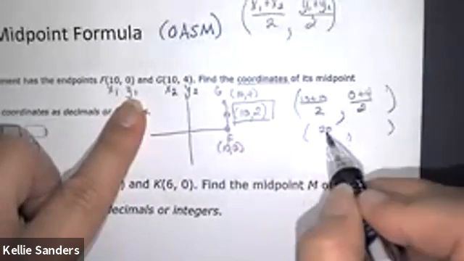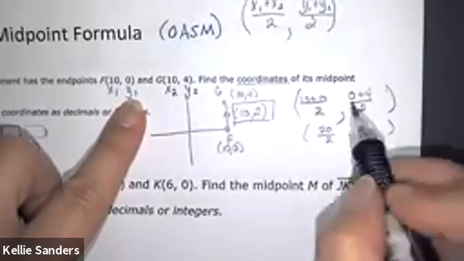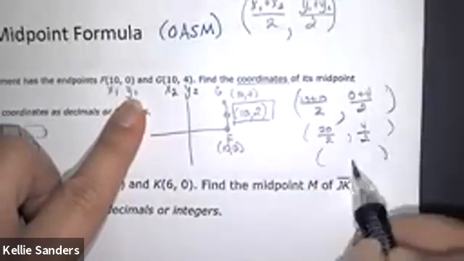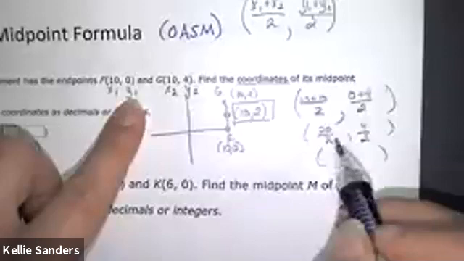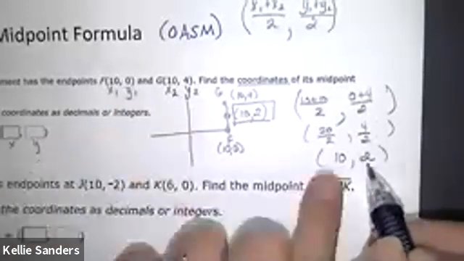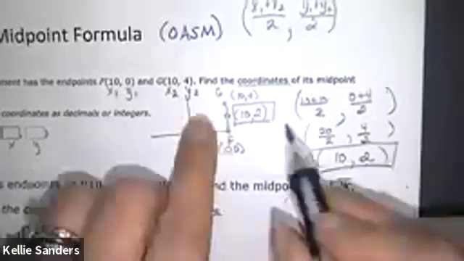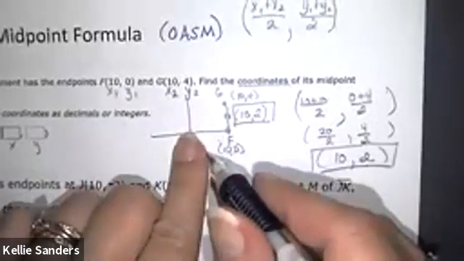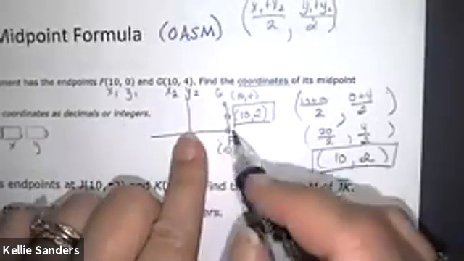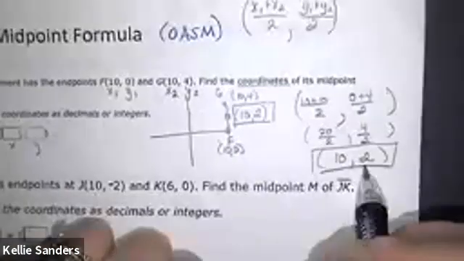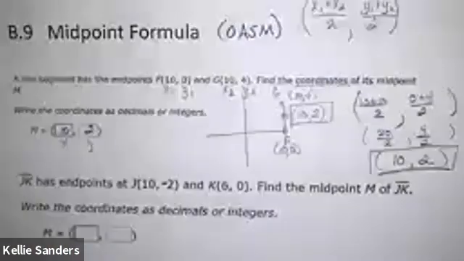10 plus 10 is 20 divided by 2. 0 plus 4 is 4 divided by 2. 20 divided by 2 is 10. 4 divided by 2 is 2. This is mathematical. This is looking at the graph, which I promise you, most of these problems, you don't want to graph them. Okay, it's going to be harder to do the graph than do the math. And so our answer would be 10, 2.